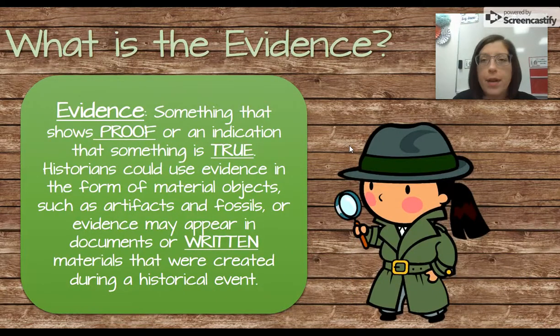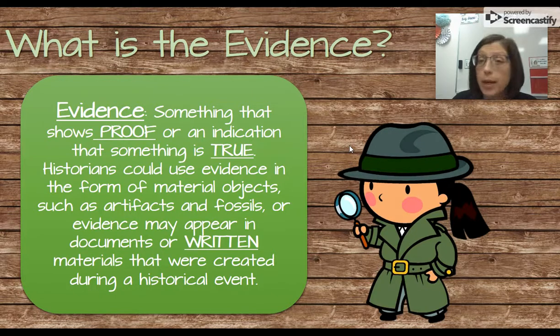What is evidence? Evidence is something that shows proof or an indication that something is true. Historians could use evidence in the form of material objects, such as artifacts and fossils, or evidence may appear in documents or written materials that were created during a historical event. If you think in terms of life today, evidence is used in court all the time. It's the only way that people can be convicted or acquitted of a crime that they could be charged with. There has to be evidence, there has to be proof.